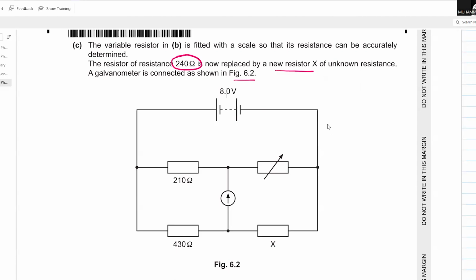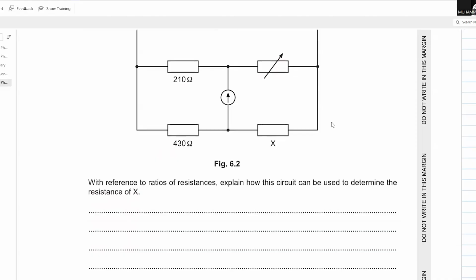With reference to the ratio of resistances, explain how this circuit can be used to determine the resistance of X. बेटा, हमने रेशियो ऑफ रेजिस्टेंसेस को यूज करके बताना है हाउ कैन दिस सर्किट बी यूज्ड टू डिटरमाइन द रेजिस्टेंस ऑफ X.